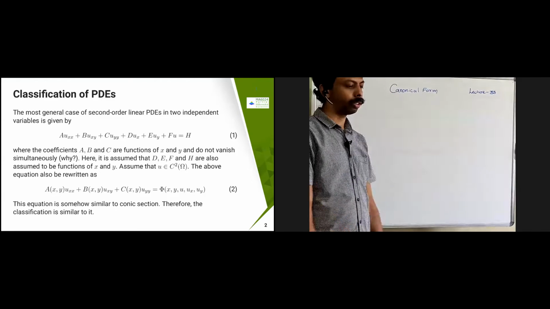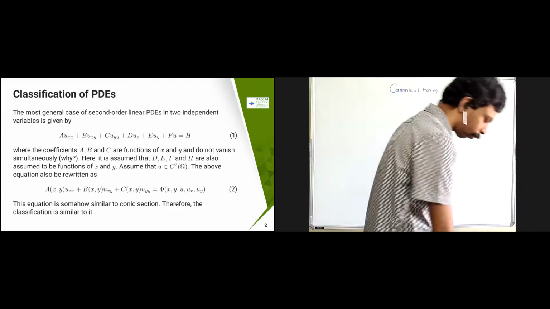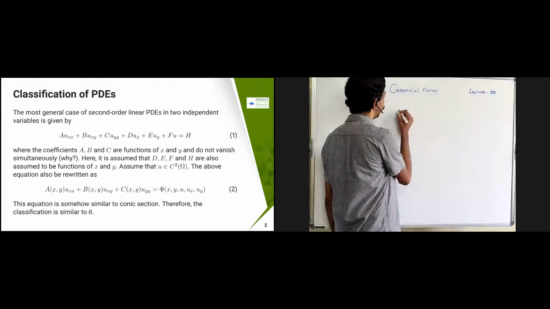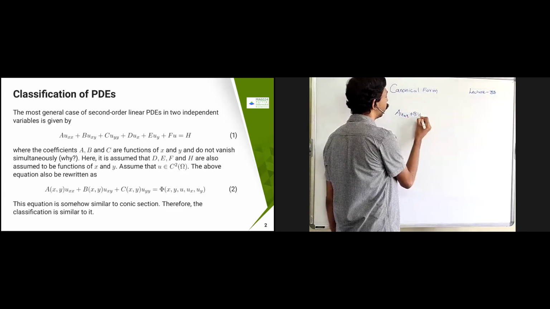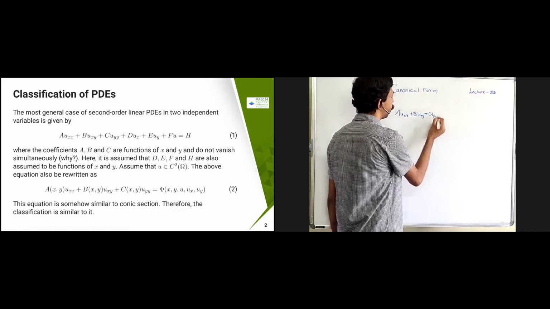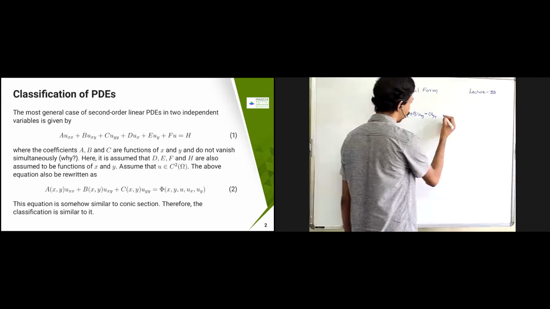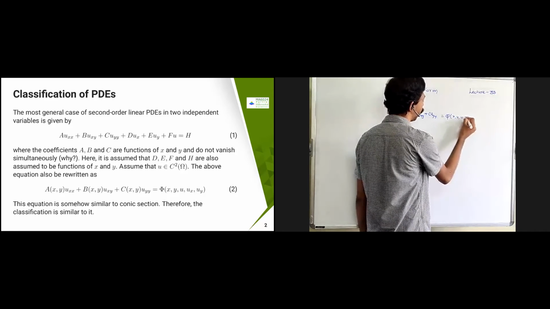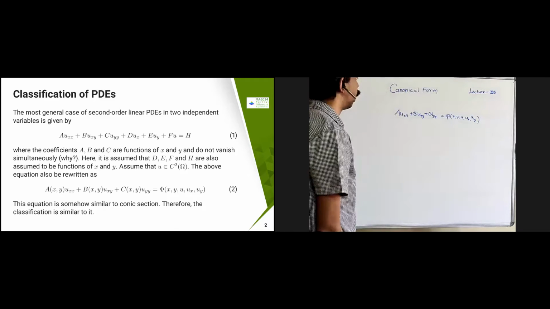So what we are going to do is take the most general case of the second order linear PDE, which can be written in this form: A u_xx plus B u_xy plus C u_yy, plus an extra term. First order terms will come, so I'm just going to push that to the other side and write it as some phi of x, y, u, u_x, u_y. So this is the one I am writing.